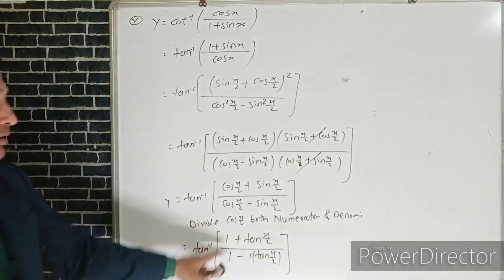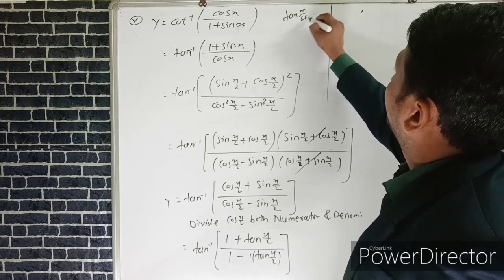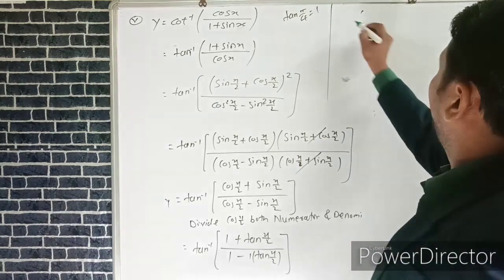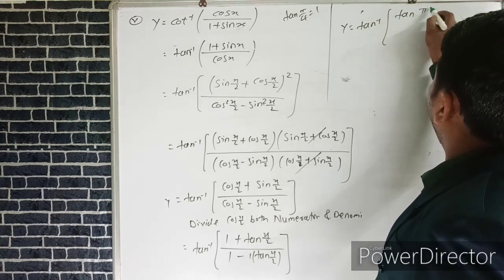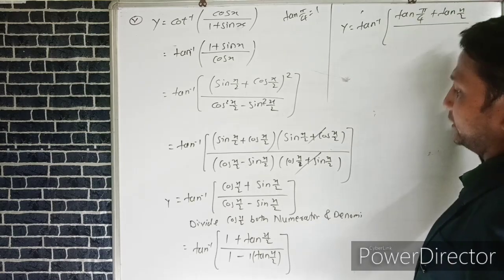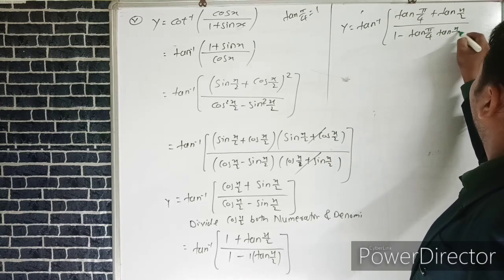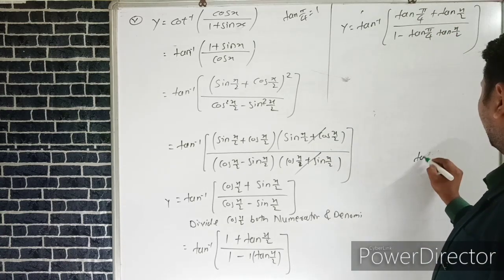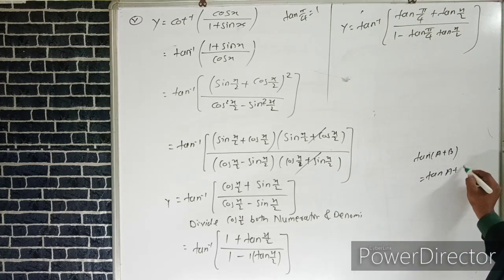We know that the value of 1 means the value of tan of pi by 4 is equal to 1. If we replace 1 with tan of pi by 4, then we can write tan of pi by 4 plus tan of x by 2 upon 1 minus tan of pi by 4 into tan of x by 2. We know that tan of a plus b is equal to tan a plus tan b upon 1 minus tan a into tan b.